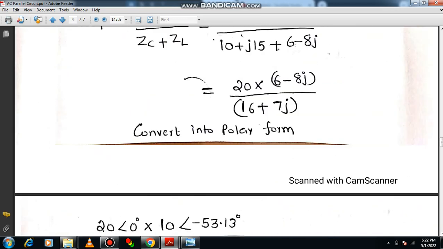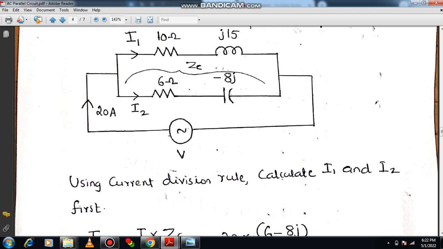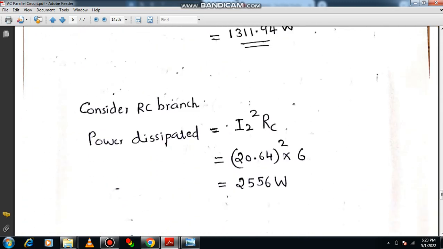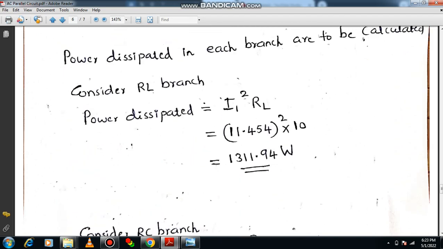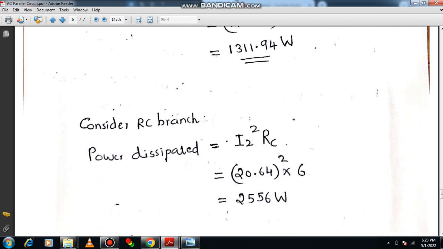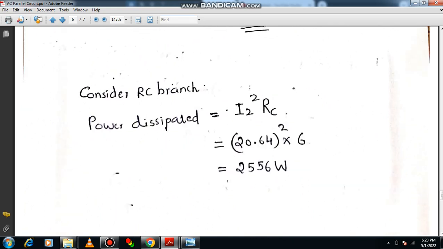Now looking at the RC branch, where is the RC branch? Please refer to this. This is your RC branch. Here you have to consider only the resistive part. Don't consider the capacitive part. Apply the formula: I2 square into RC. What is the value of I2? We already computed 20.64 angle 32.13. Here you consider only the magnitude, 20.64 whole square into RC. RC means 6. You will be getting 2556 watts. So this is actually the right answer.